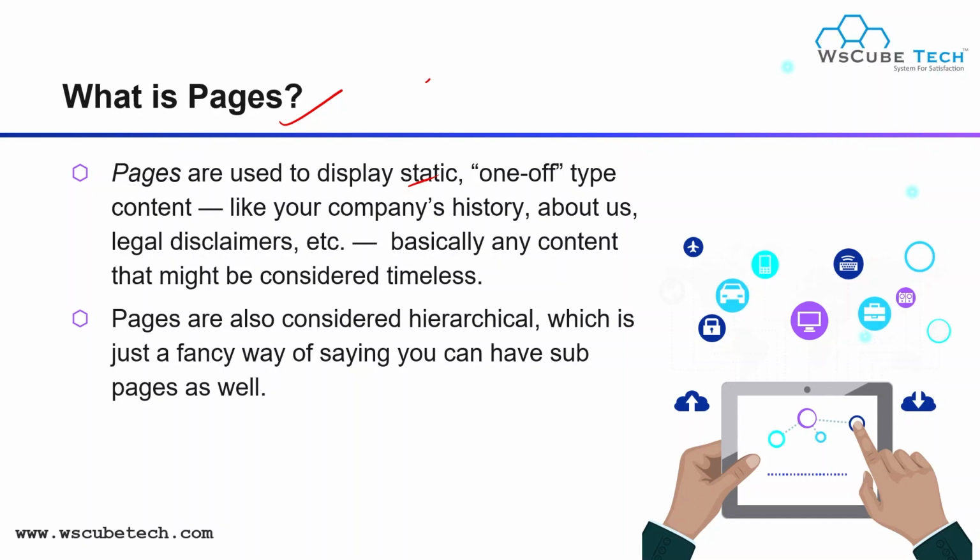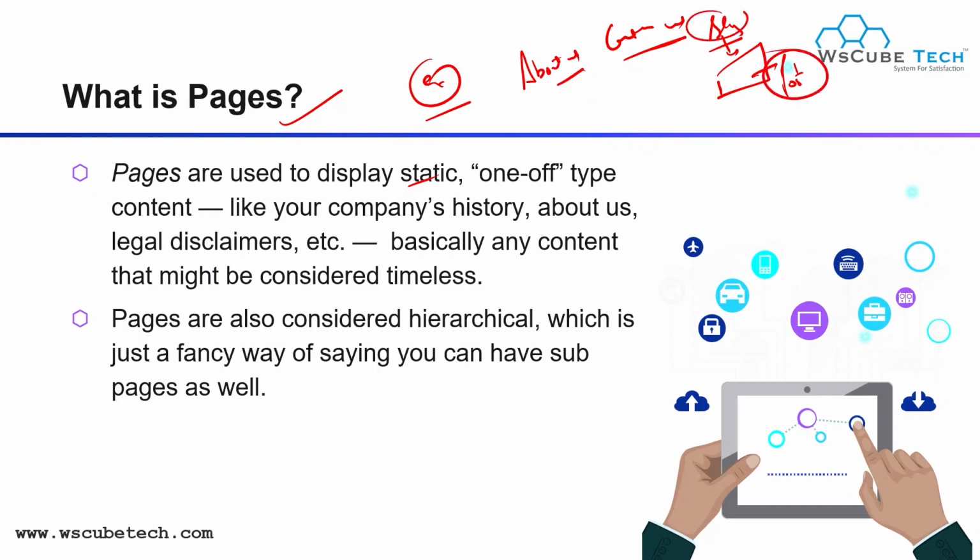For example, in your website you have an about us page, you have contact us. These all are the pages here. You have a blog page here, and in your blog page you can find some posts. These are known as posts, and this blog is known as a page. This is the difference between your pages and the posts.